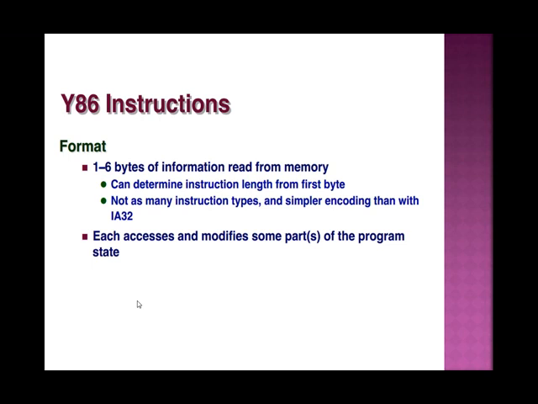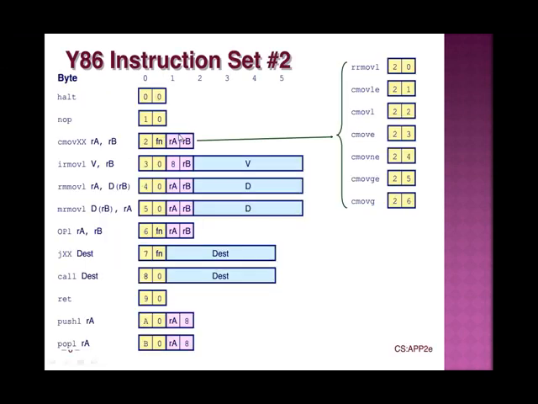Note that there are not as many instruction types, and they have simpler encoding compared with IA32. There are so many instructions in IA32 that are not similar and not as simple in comparison. Each instruction accesses and modifies some parts of the program status, so this affects the program status that is available for the Y86 architecture.